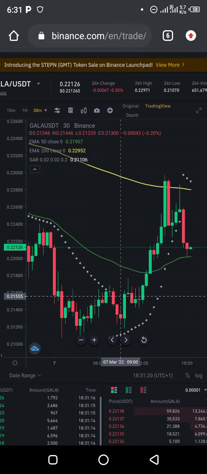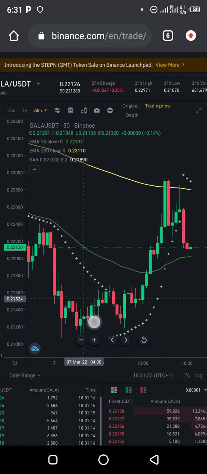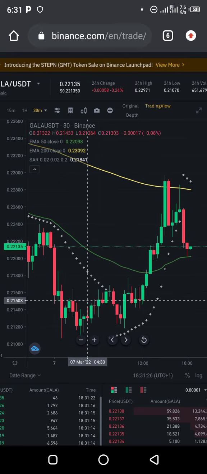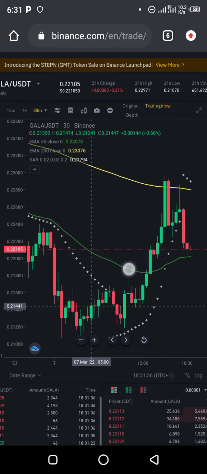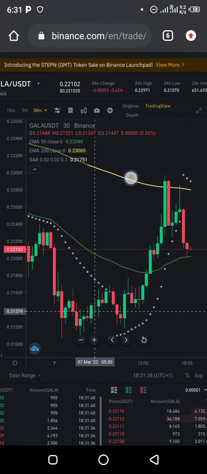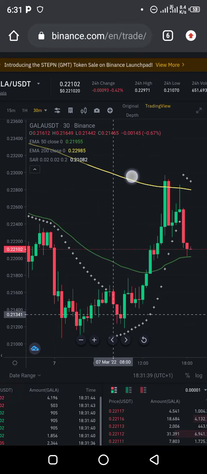All right, so basically, good. So you can see here we're still in a downtrend. You can see here vividly we are still in a downtrend. The market is still in a downtrend, because you can see the 50 EMA here is still below the 200 EMA. So the market is still down.